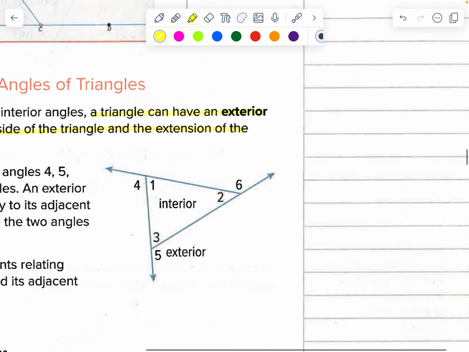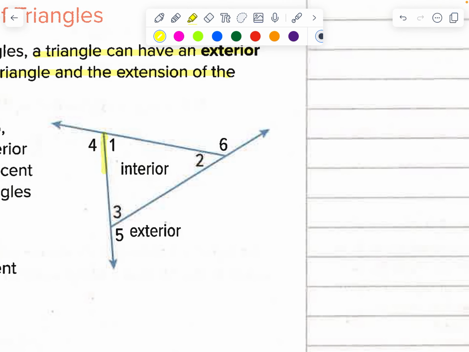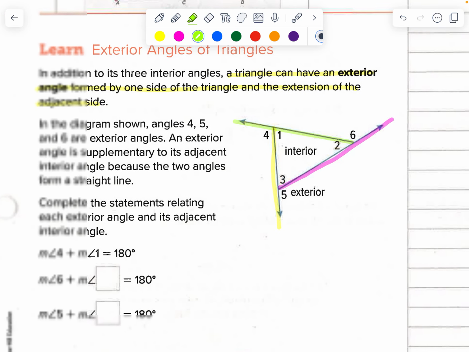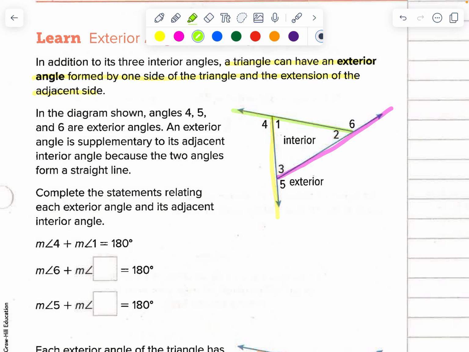So let's look over here. They extended this, so 5 is exterior. They extended this, so 6 is an exterior. They extended this, so 4 is an exterior. Okay? So in the diagram shown, angles 4, 5, and 6 are exterior angles. An exterior angle is supplementary. Okay?